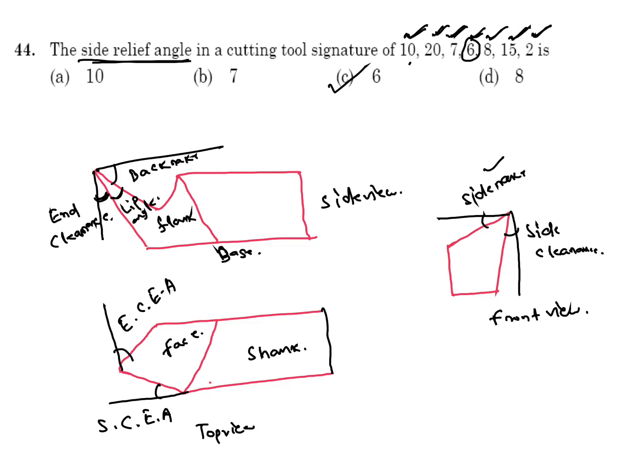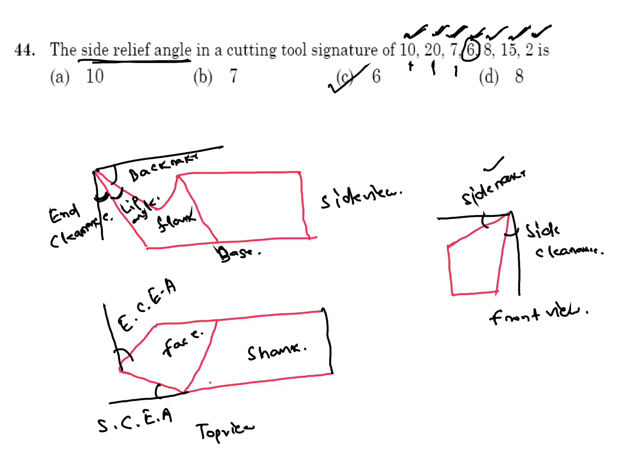10 is the back rake angle. 20 is the side rake angle. 7 is your end clearance angle. 6 is the side clearance angle. Then 8 is the end cutting edge angle. 15 is the side cutting edge angle. 2 is the nose radius.